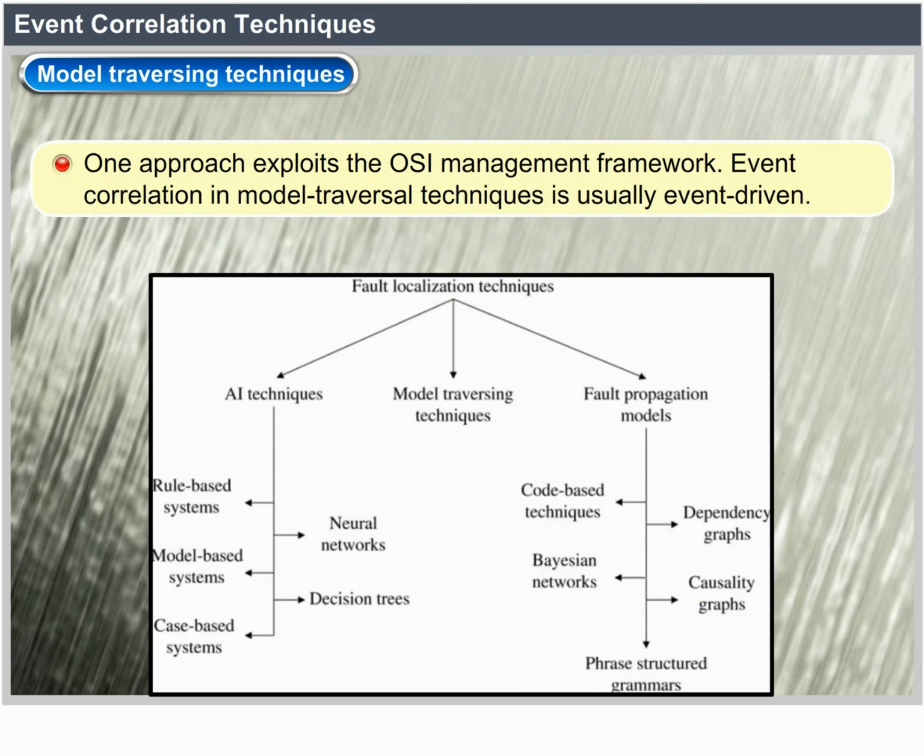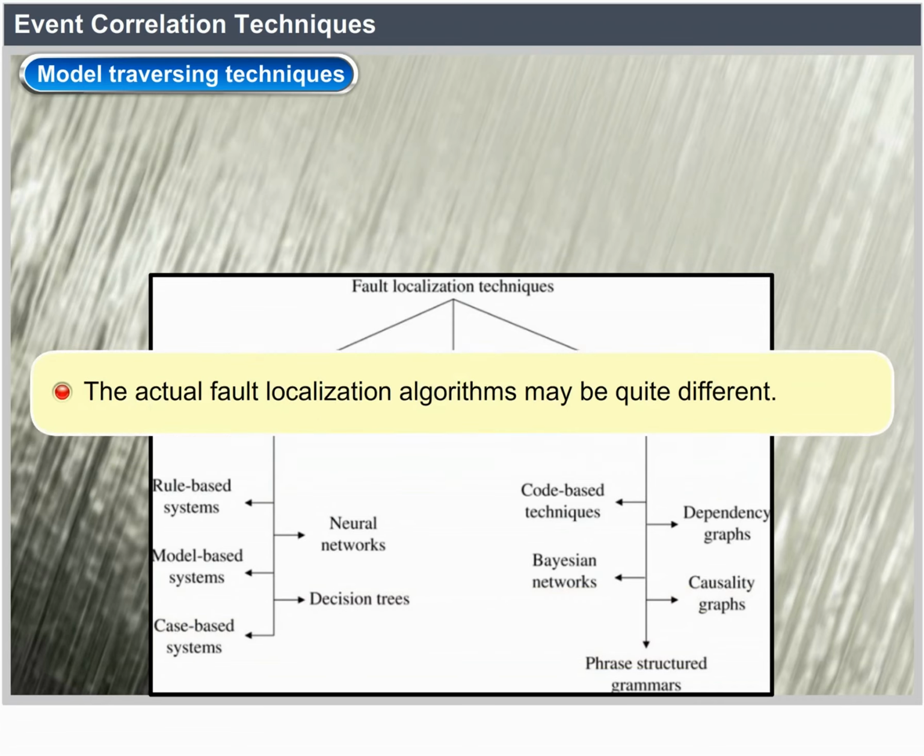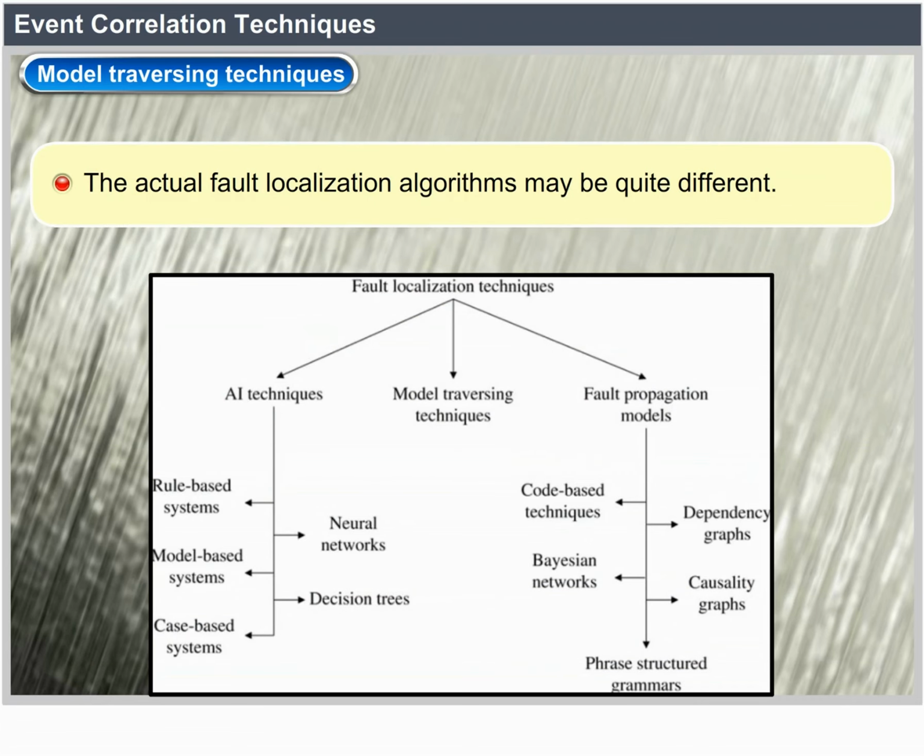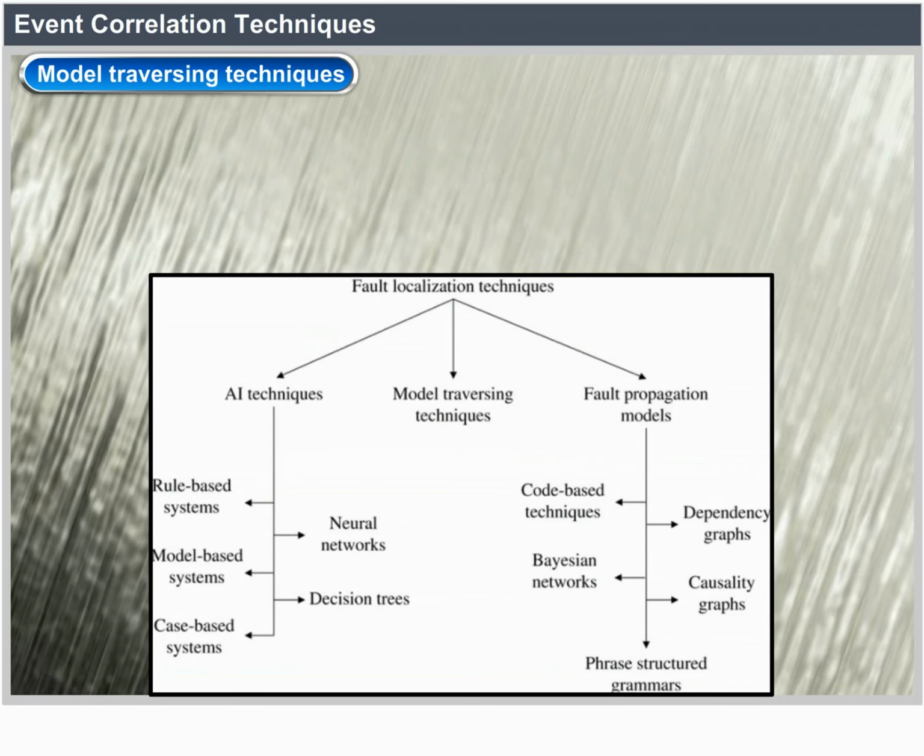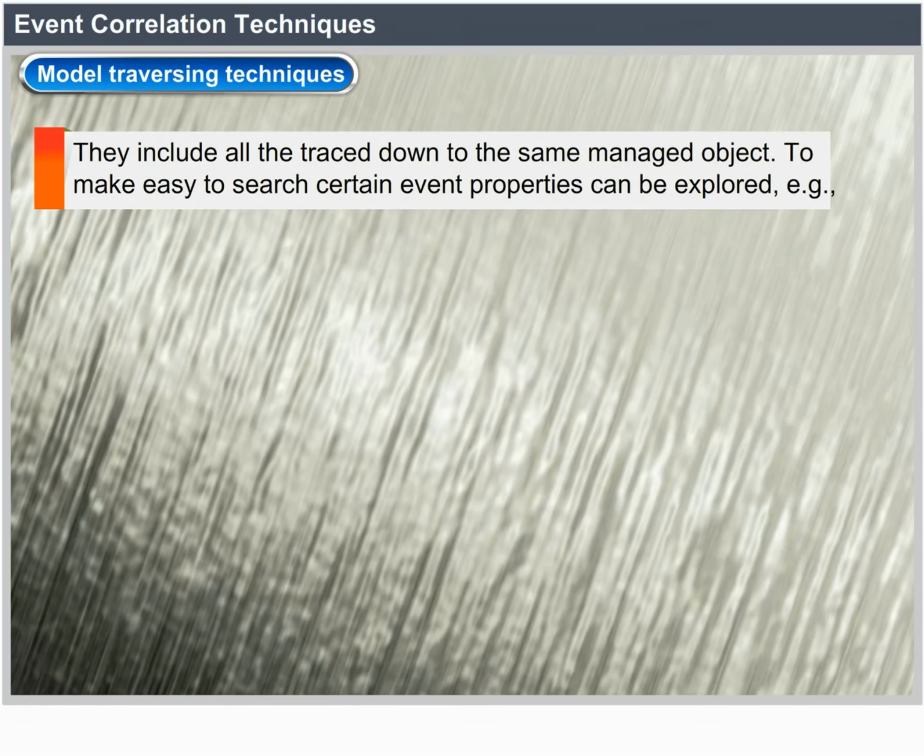Event correlation in model traversal techniques is usually event-driven. For every observed event, which is typically mapped into a model node, the model is searched recursively following the relationship links between managed objects. The actual fault localization algorithms may be quite different. In the process of fault localization, classes are merged whenever the events can be traced down to the same managed object.